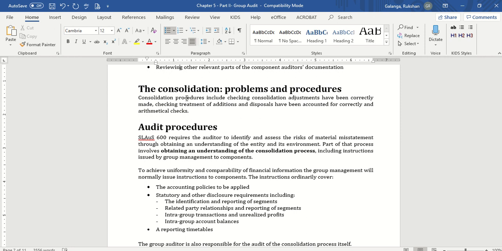Right? The consolidation problems and the procedures. Group audit එක කරද්දී, that is a very important part. Remember, very important: the consolidation process.